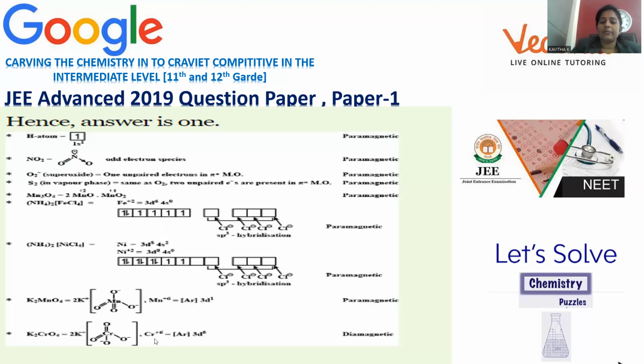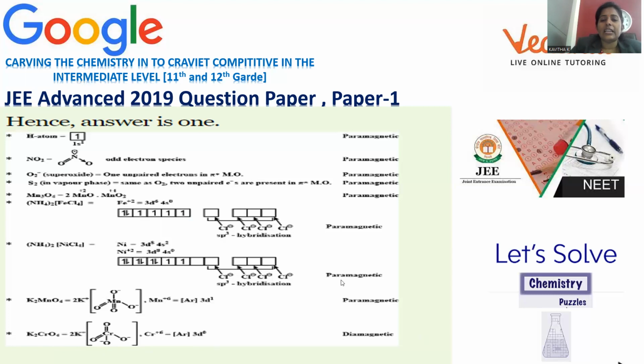Chromium's maximum valency is 6 only, right? So 3d5 4s1 electrons will be there. With +6 you can remove the 3d electrons and the 4s electron as well. Whenever all electrons get removed, chromium will become 3d0. If 0 electrons are there, that will be diamagnetic in nature.